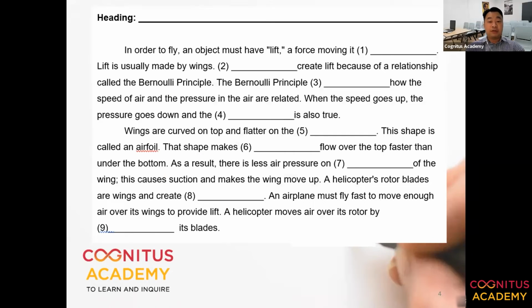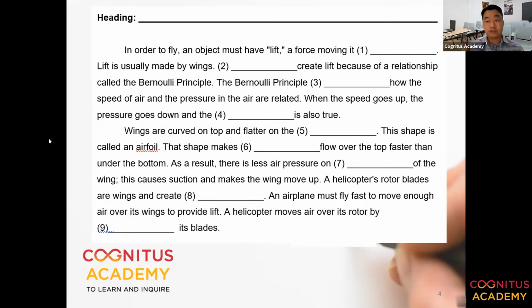So let me give you an example of a recent Primary 6 Compre Cloze that we did. I'm just going to quickly read this so that we get an idea of the content. In order to fly, an object must have lift, a force moving it blank. This lift is usually made by wings. Blank create lift because of a relationship called the Bernoulli principle. The Bernoulli principle blank how the speed of air and the pressure in the air are related. When the speed goes up, the pressure goes down, and the blank is also true. Okay, I'm going to stop here for a while.